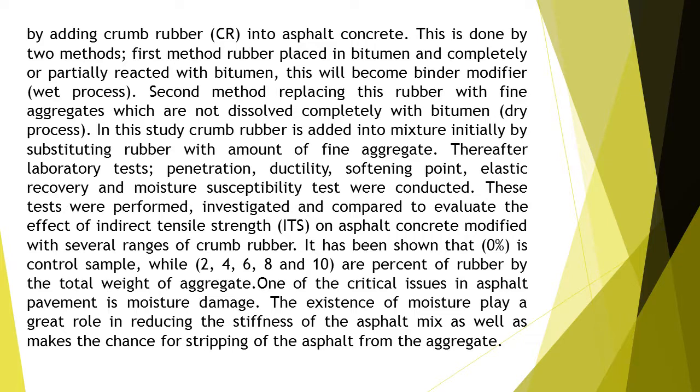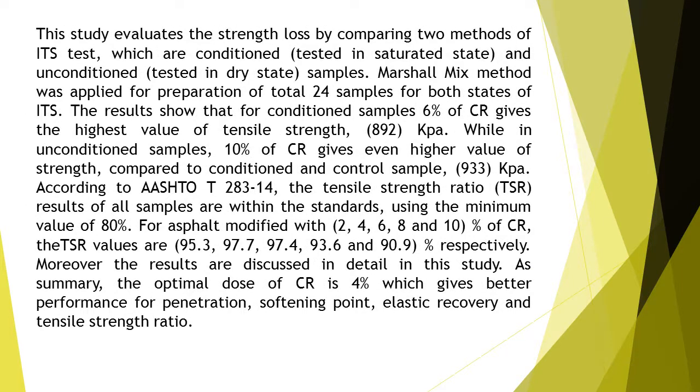One of the critical issues in asphalt pavement is moisture damage. The existence of moisture plays a great role in reducing the stiffness of the asphalt mix as well as makes the chance for stripping of the asphalt from the aggregate. This study evaluates the strength loss by comparing two states of ITS test, which are conditioned, tested in saturated state, and unconditioned, tested in dry state, samples. The Marshall mix method was applied for preparation of a total of 24 samples for both states of ITS.